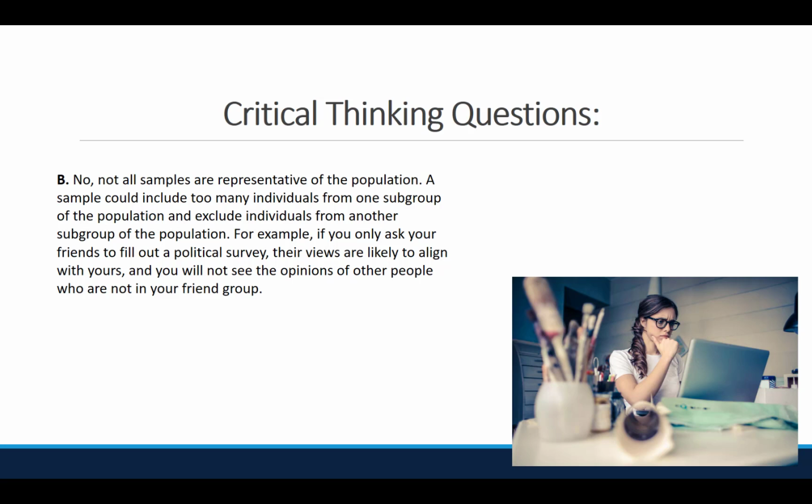Question B asks, ideally when we pick a sample, we want it to reflect characteristics of the population. Do you think a sample will always have characteristics that are similar to the population the sample was selected from? No, not all samples are representative of the population. A sample could include too many individuals from one subgroup of a population and exclude individuals from another subgroup of the population. For example, if you only ask your friends to fill out a political survey, their views are likely to align with yours, and you will not see the opinions of other people who are not in your friend group.